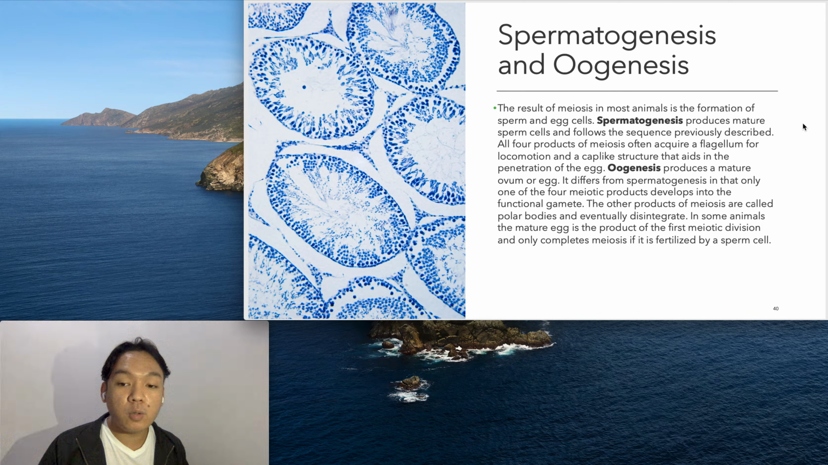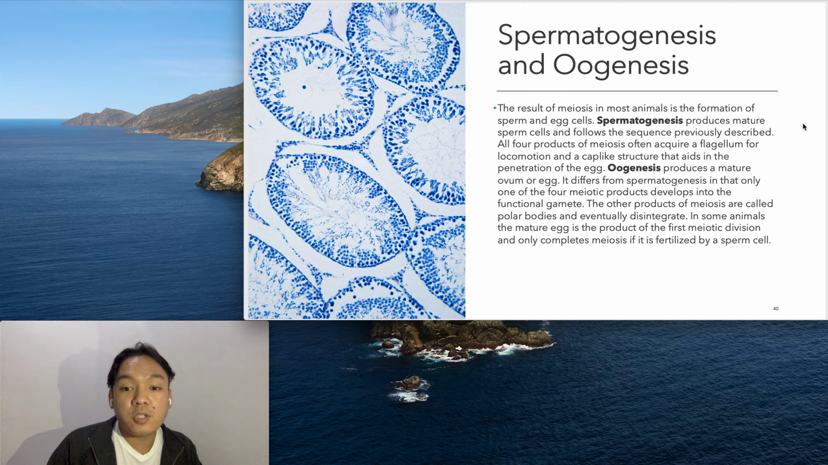In oogenesis, it produces a mature ovum or egg. It differs from spermatogenesis in that only one of the four meiotic products develops into a functional gamete. The other products of meiosis are called polar bodies and eventually disintegrate. So for oogenesis, out of four, only one will be functional, and the other three will disintegrate. In some animals, the mature egg is the product of the first meiotic division and only completes meiosis if it is fertilized by your sperm cell.